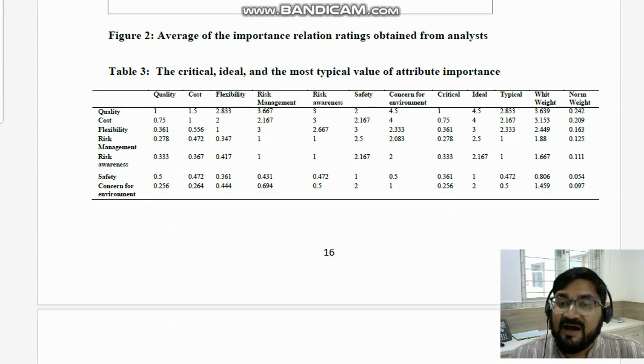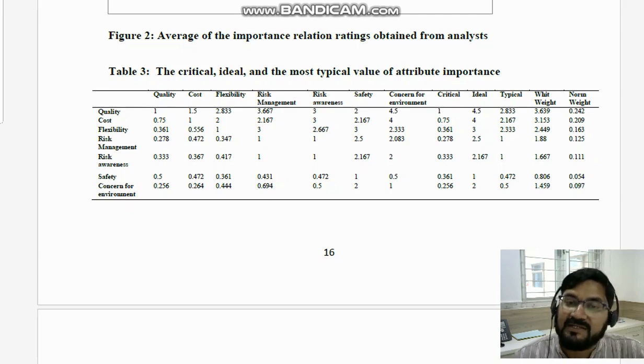So first you take the average of the scores from the analysts. Don't think that by taking the average you will be losing the data. For that only we are considering the critical, ideal and typical values of the averages. So why are we considering that? Because we can see that when quality is compared with the different criteria, the lowest value is the critical value. So you can see in the row wise 1, 1.5, 2.8, the lowest value is 1, and the highest importance value is 4.5, where quality compared to concern for environment is very highly important.